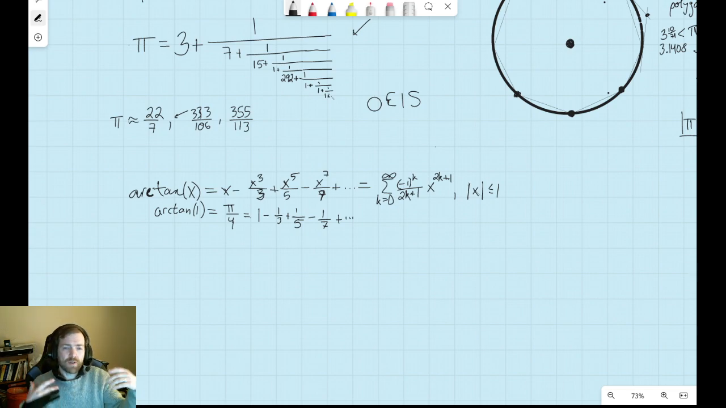So if we want the value of pi, we can just multiply that entire series by 4, which again means that it's going to take longer to converge, just because it's going to have a larger value.